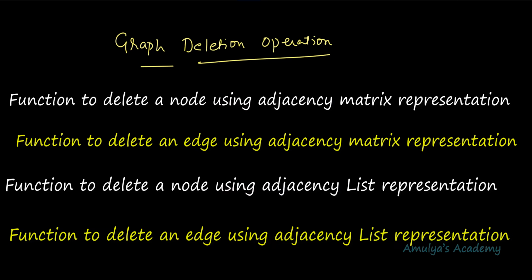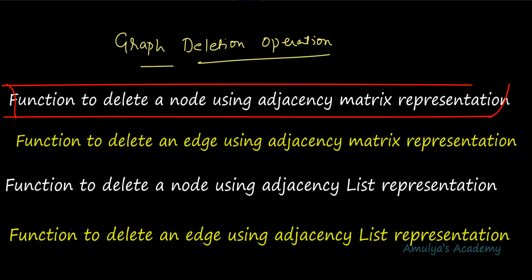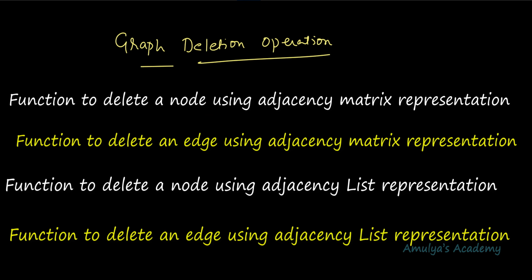We are discussing graph deletion operation, and in the previous tutorial we wrote a function to delete the given node from the graph using adjacency matrix representation. Today we'll write a function to delete an edge between the given vertices using adjacency matrix representation.